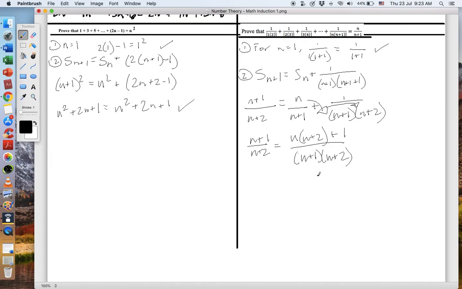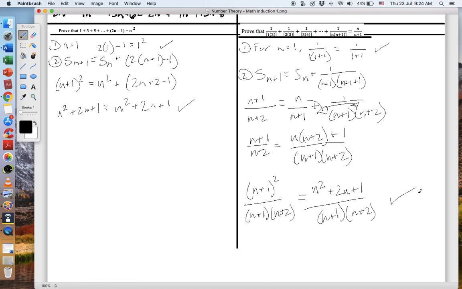And so let's look to make a common denominator again. We can multiply this fraction by n plus 1 over n plus 1, which is the same as multiplying it by 1. So we get n plus 1 squared over n plus 1 times n plus 2. And that is equal to, let's distribute this n here, see if we get the expansion of this here. And in fact we do. And so this holds true.